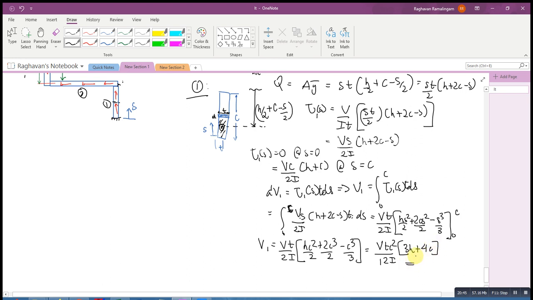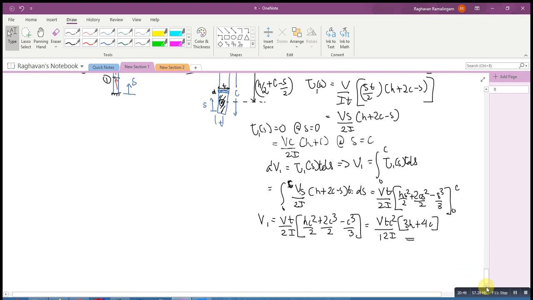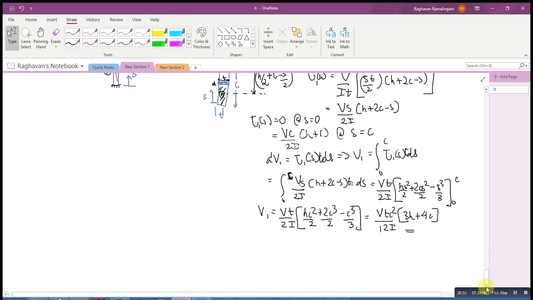Okay, so this is element number 1. Next I go to the flange, which is element number 2. At element number 1, you should know that at its start, tau 2 of s should be equal to tau 1 of s.